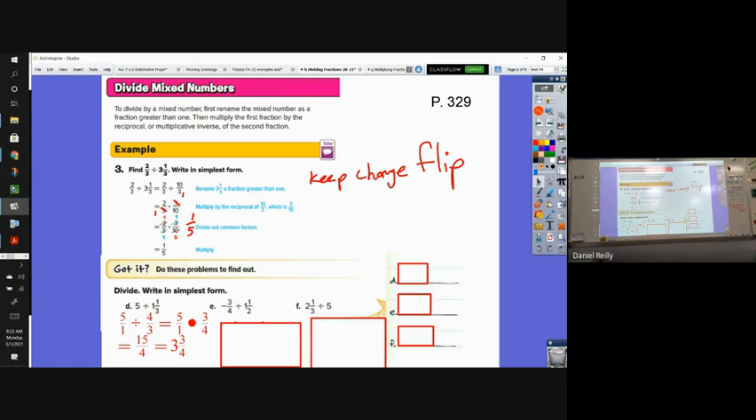Good, okay. Now keep, change, flip. Keep, so the first fraction stays the same. Then the division changes to multiplication, and then flip the second fraction. Yep, now multiply. Cross reduce if you want to.